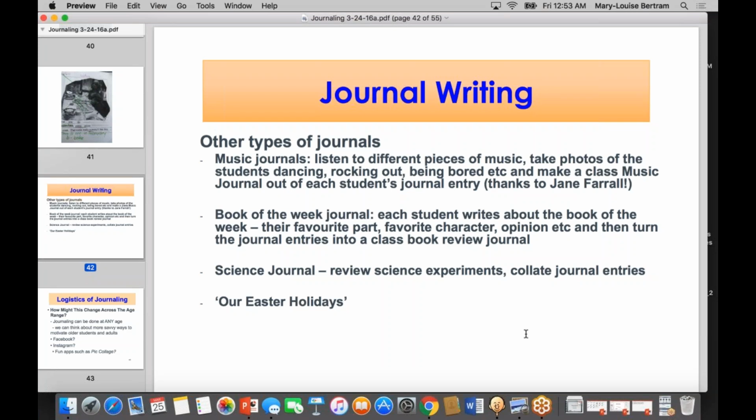So one student might like to write about their favourite part. Another student might write about their favourite character or the character they hated the most. Someone else might like to write about their opinion, and then we're going to put all these together, bind it into a journal and make something for our class library. A lot of our classrooms are doing science journals. So again, they're bringing literacy into the science block, reviewing science experiments, collating the journal entries, getting an idea about how we can share about our learning journey in science through our writing.